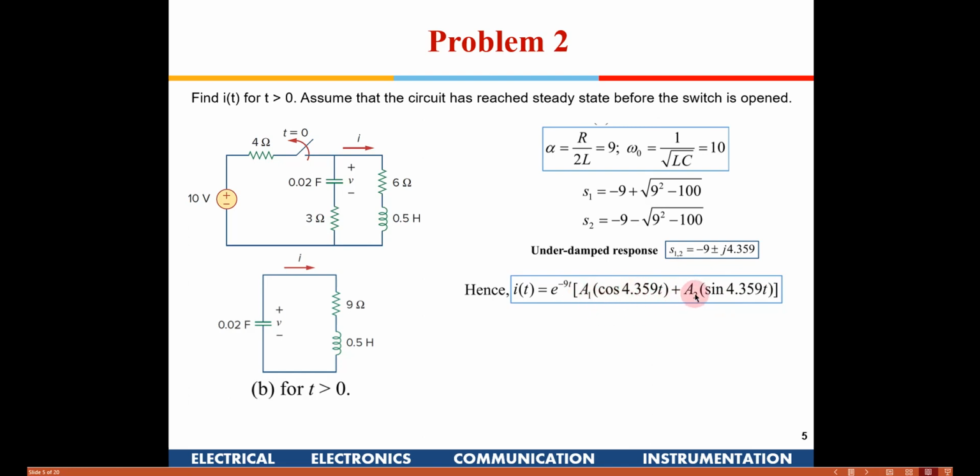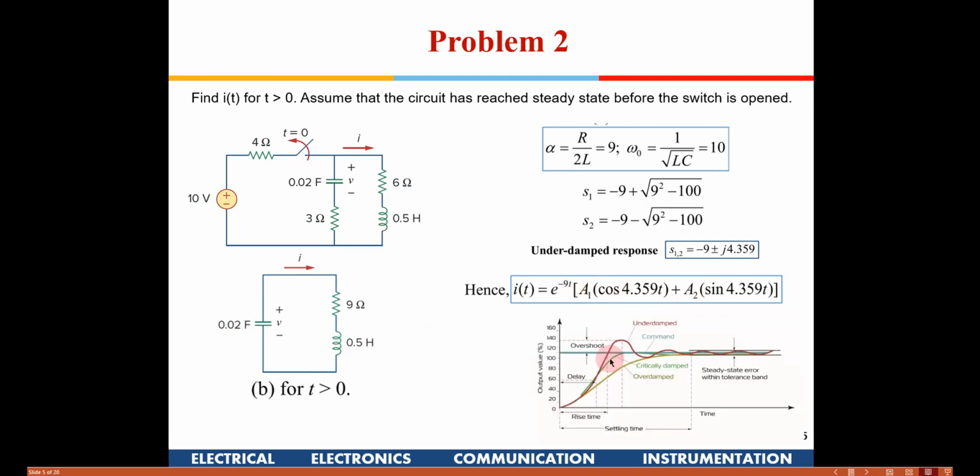So we need to find out these variables. That we can do by putting the initial values in the circuit. So this is what, if you see the red line, is going to happen. It is going to oscillate. So there is going to be an oscillation in this circuit.